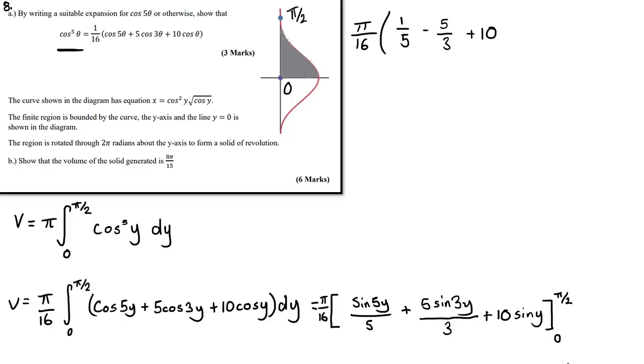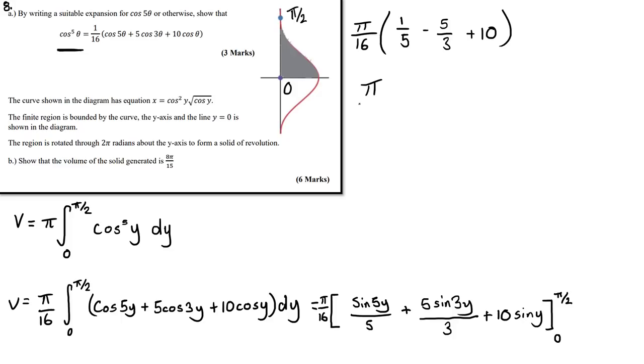The good thing about this question is when you substitute the lower limit in here, each result works out as 0. So that's 0 plus 0 plus 0. So we minus 0, and it doesn't change the result. So what I get is pi over 16 times this result. From here we just need to simplify this: 1 over 5 minus 5 over 3 plus 10. That gives me 128 over 15.